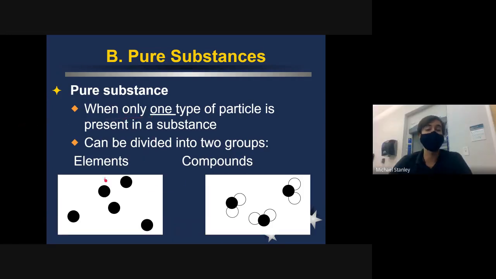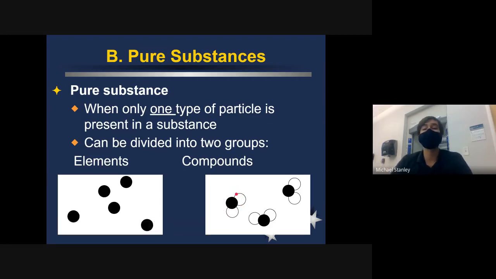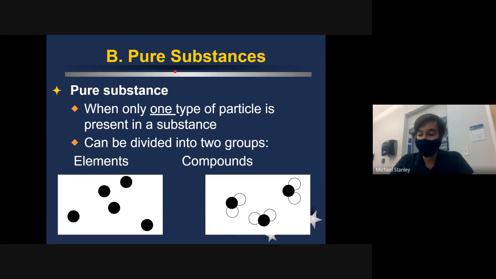All right, so these pure substances are when we have only one type of particle present. Maybe that particle is a single atom. Maybe that particle is a bunch of different atoms all fused and combined together into a compound. But whatever the case might be, if there's only the one type, then it is a pure substance.